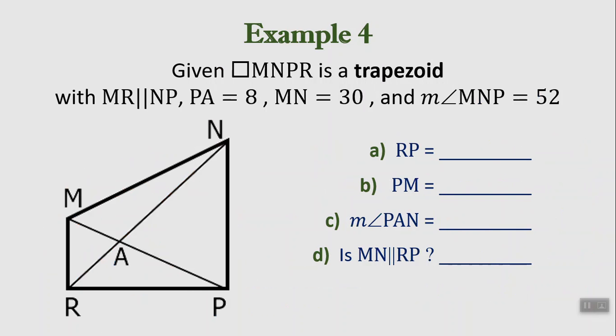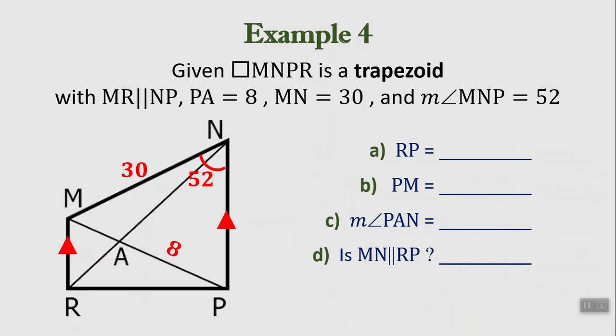Example 4. Now we're given a trapezoid, and it tells us which are the bases, which two sides are parallel to one another. And so I'm going to mark that on my figure, MR and NP. It tells me PA is 8. I can write that in. And MN is 30. I can write that in. And then it tells me the angle MNP is 52. So I can make all those marks on my figure.